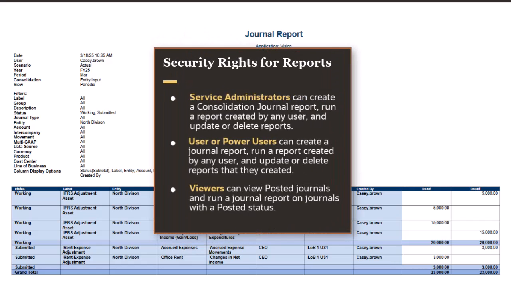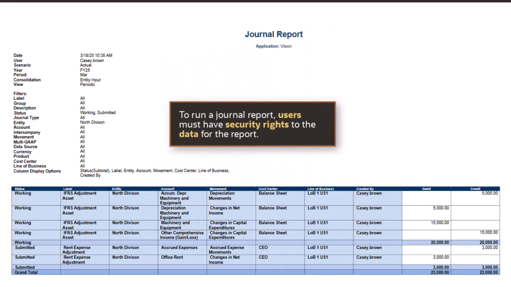Service administrators can create a consolidation journal report, run a report created by any user, and update or delete reports. Users or power users can create a journal report, run a report created by any user, and update or delete reports that they have created. Viewers can view posted journals and run a journal report on journals with a posted status. To run a consolidation journal report, users must have security rights to the data for the report.